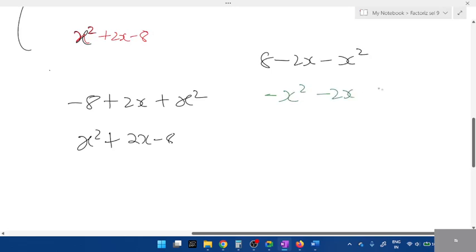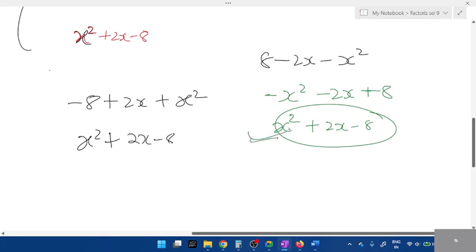Plus 8. And in the beginning, I told you all x square shouldn't be negative. If you want to make it positive, change all the signs. Minus x square becomes plus x square. Very good, minus 8. This is how you have to arrange. After arranging, you have to solve. Shall we start solving?